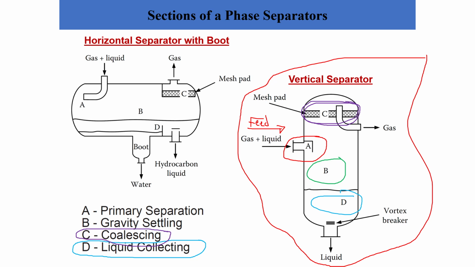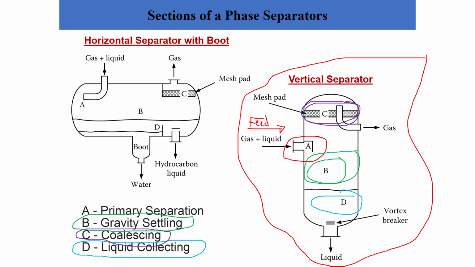Now for section B, which is the gravity settling section, in this section you will try to separate the liquid that's not yet separated from the gas stream. And section A is the primary separation, which, as we mentioned, is the inlet baffle.